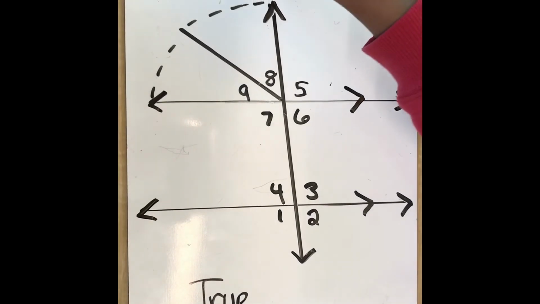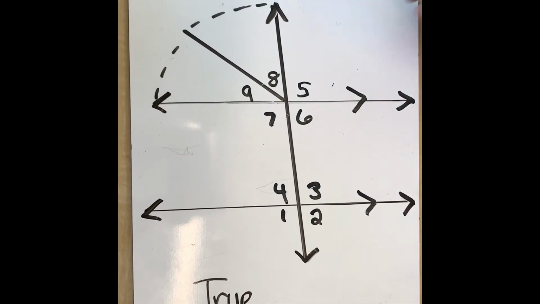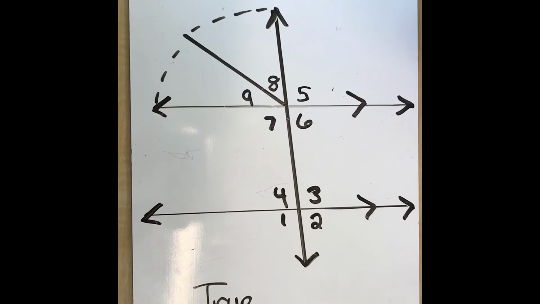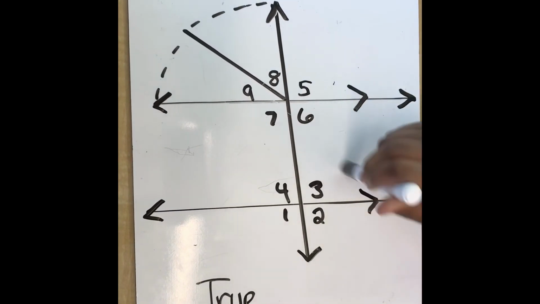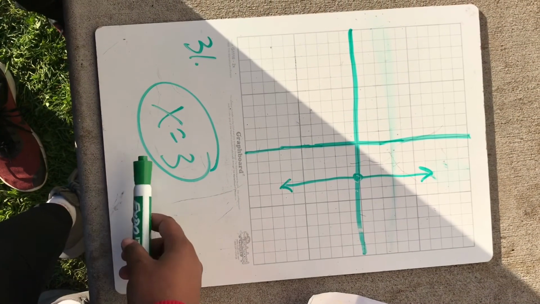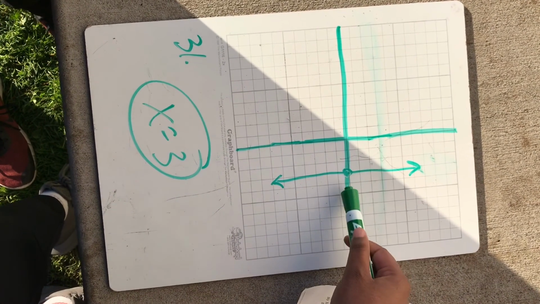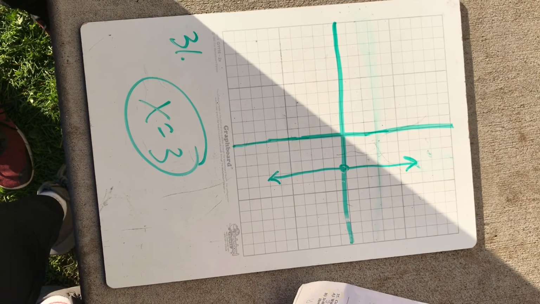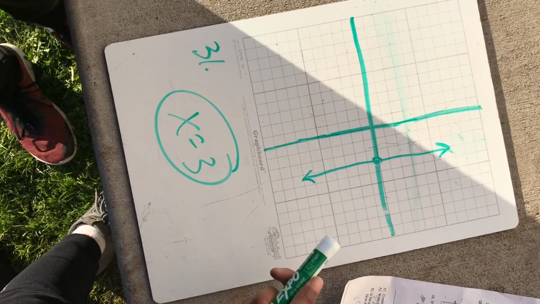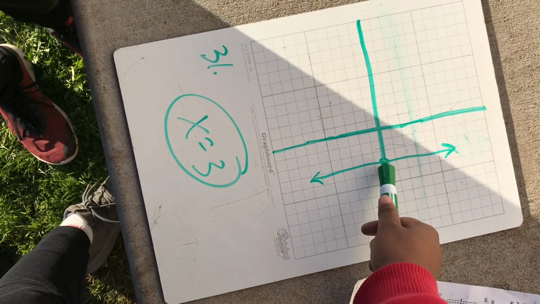So for number 13, we got true. It says 2 and 3 are supplementary, and we said true because they're on the same side. For this one, we got x equals 3 because there is no slope, so it would just be on the third point of the x-axis. So for this one, x equals 3, so we put our 3 right here.